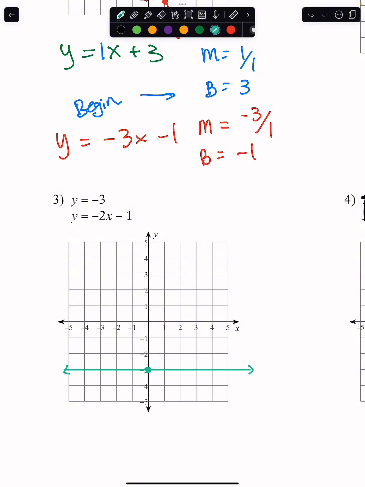All right, now let's do the other one. Let's do it in purple. My slope is equal to -2, and my y-intercept is -1. But I need my slope in the form of a fraction, so I make that -2/1. So I'm going to start at -1. I'm going to go down 2 to the right 1. I can go up 2 to the left 1. And then we're going to connect these dots.